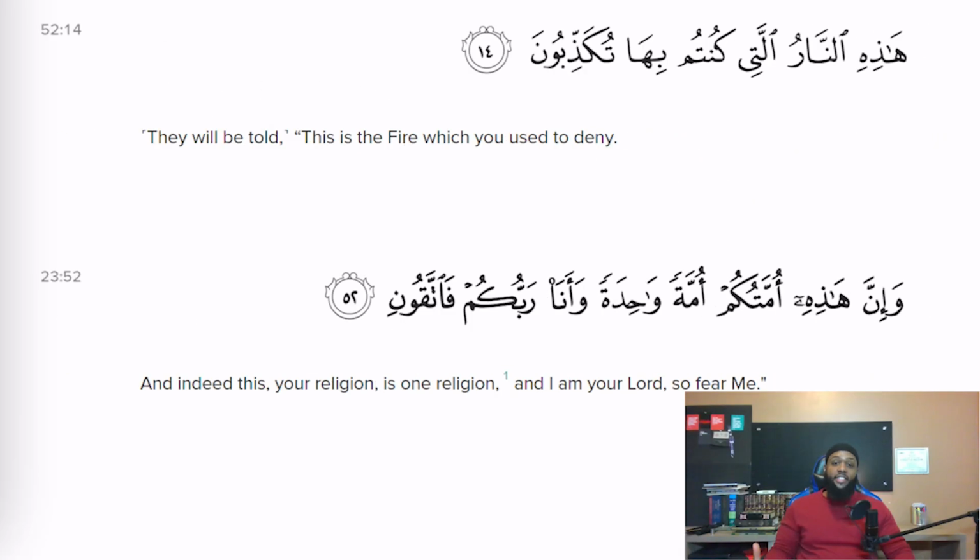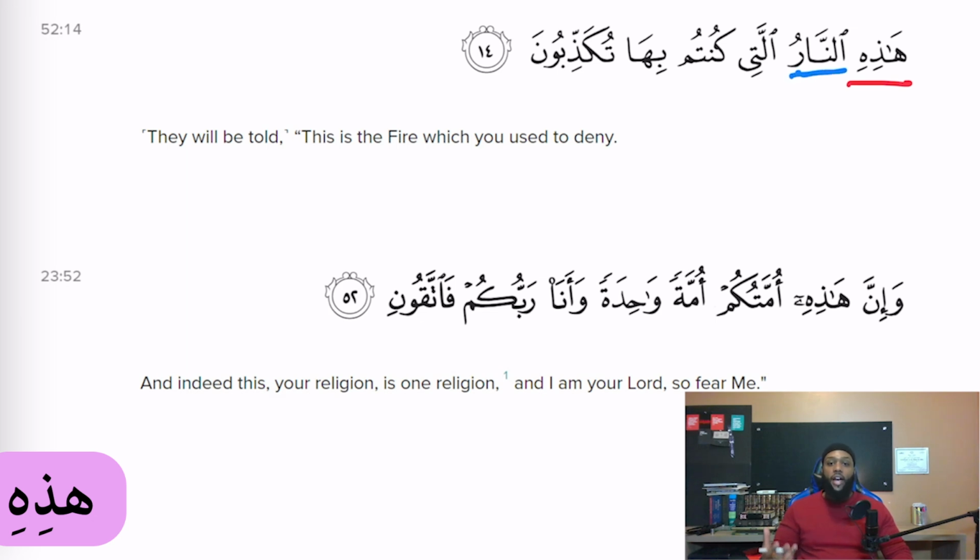Let's take a look at these next set of ayat here. Hadihi, and this, meaning this as well, but in the feminine form. And we see here in this first ayah, هذه النار التي كنتم بها تكذبون. هذه النار, this fire. And you'll remember from one of the previous lessons, an-nar is a word that is treated feminine grammatically, even though it doesn't show a sign that it's a feminine word, because that's how the early Arabs used it. And that's why هذه is used instead of هذا.